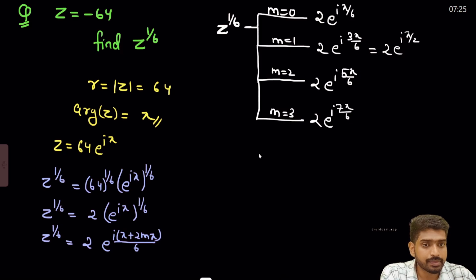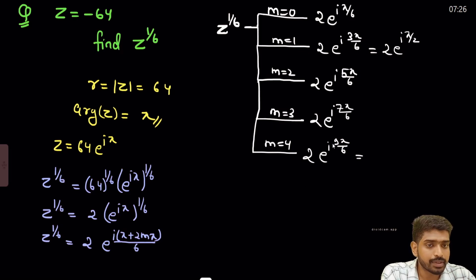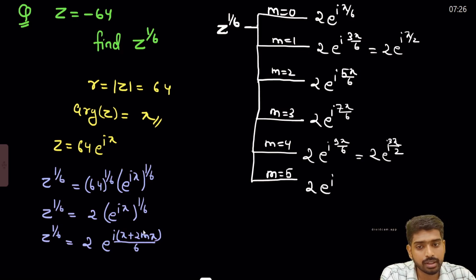Next, keep m value as 4. So here we get 2 e to the power iota, 8 pi plus pi, 9 pi by 6. Or we can cancel the 3 and write this as 2 e to the power iota 3 pi by 2. Right. Next, keep m value as 5. We'll get 2 e to the power iota, 10 pi plus pi, 11 pi by 6.